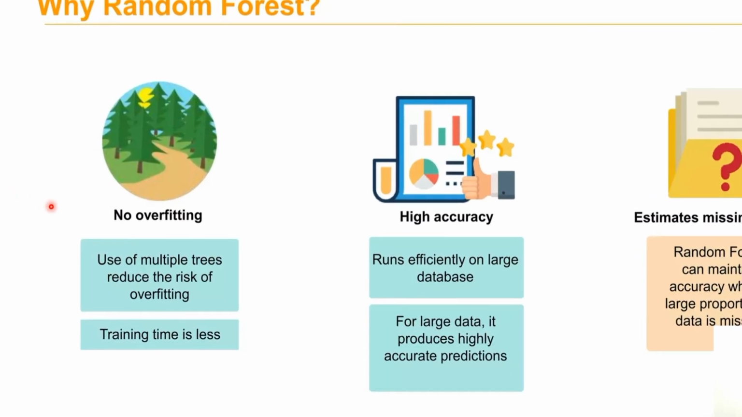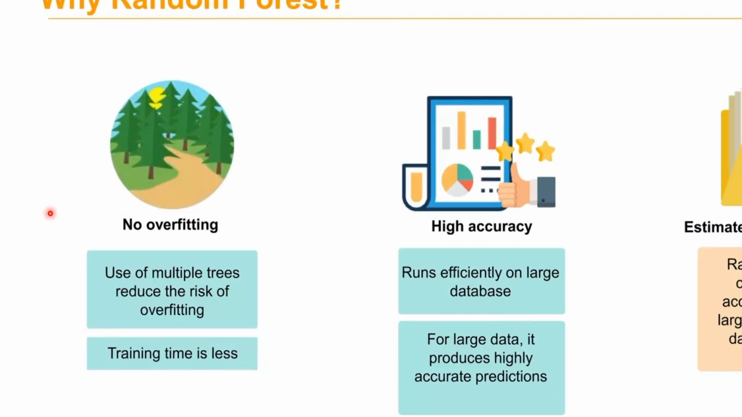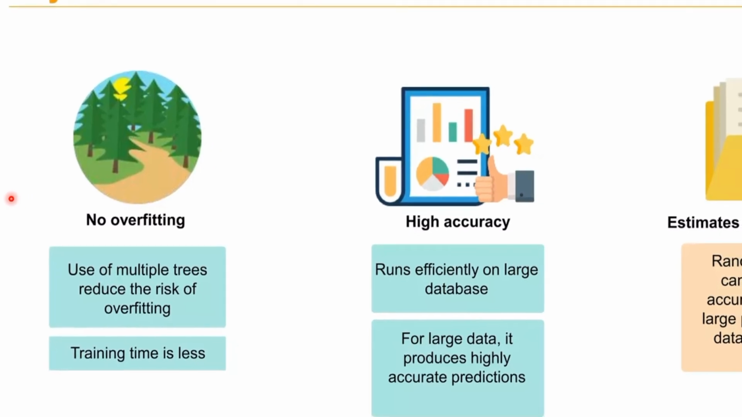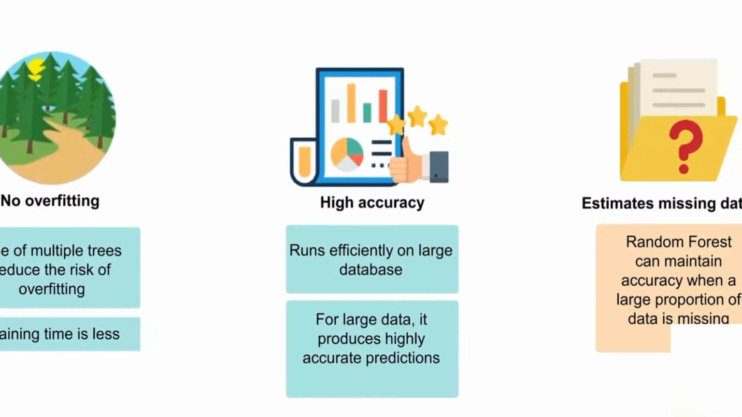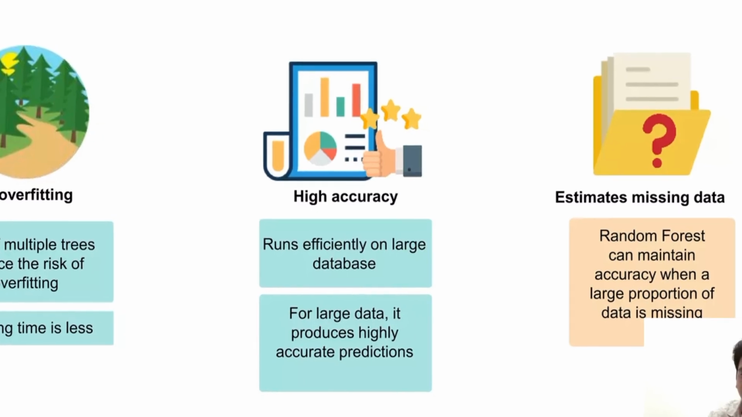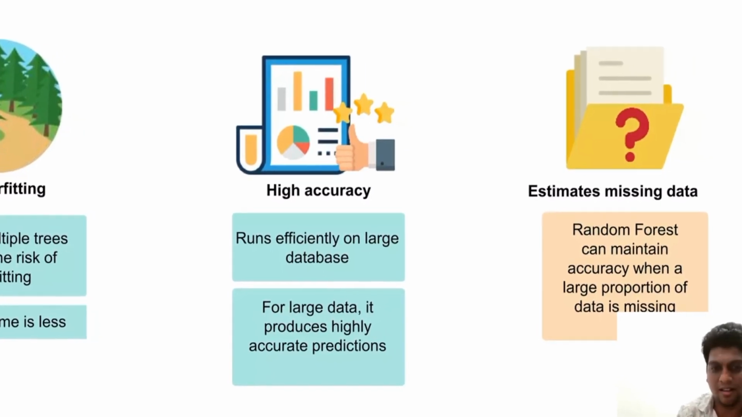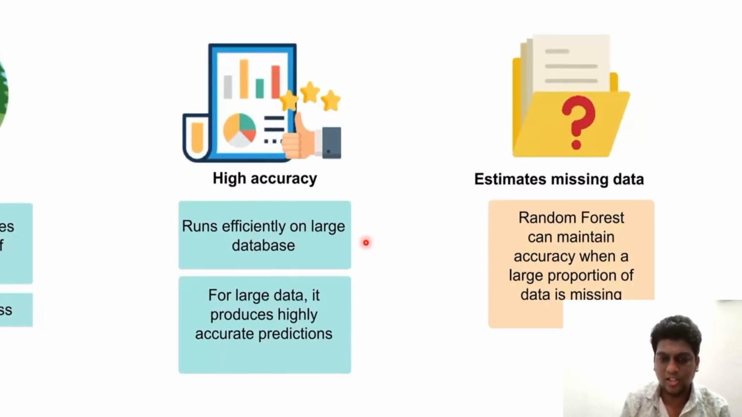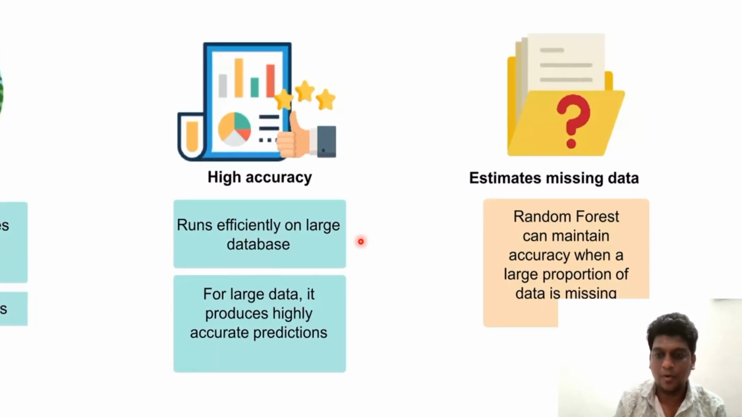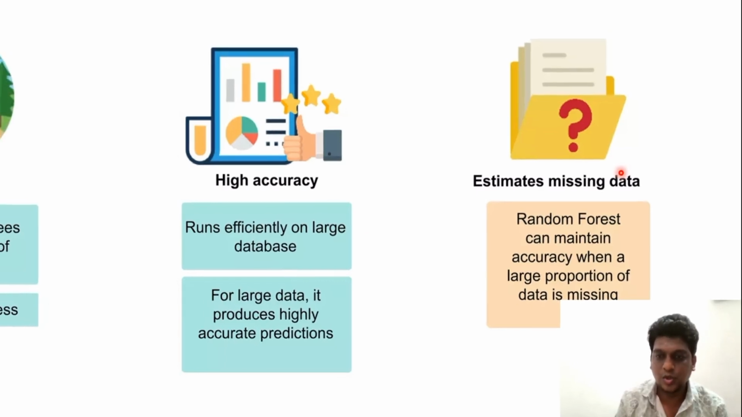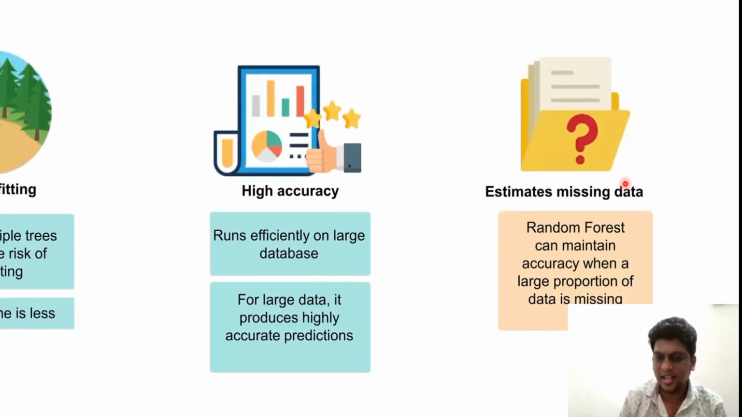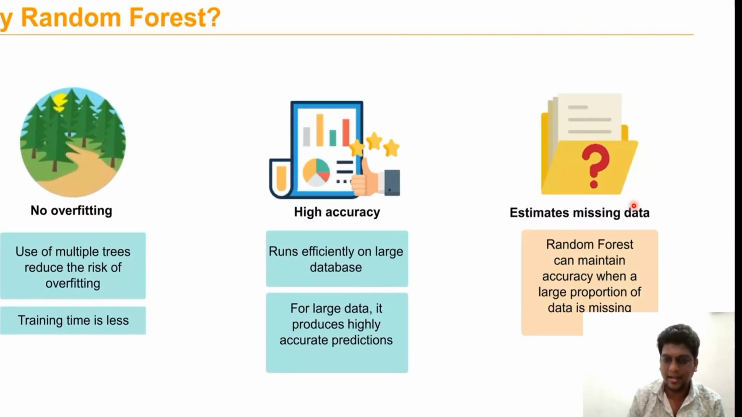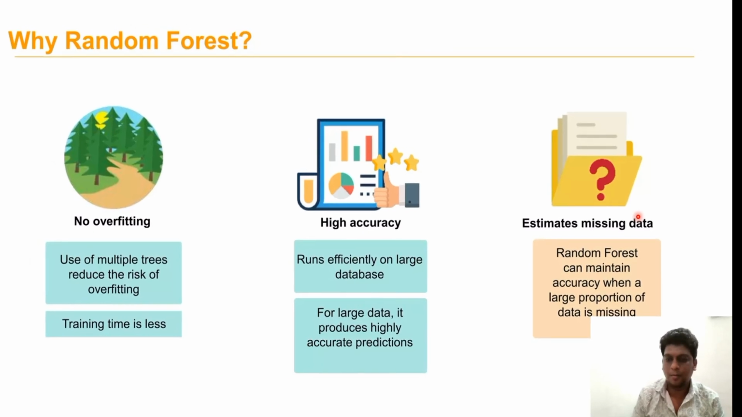Number 1, it helps to reduce the overfitting problem, because we are using multiple trees, so the burden gets reduced, and it also takes only a little amount of time to train the model. Then the next one is that it provides high accuracy even for a large amount of data. It helps to estimate the missing data, and finally the accuracy is maintained in an overall proportion.